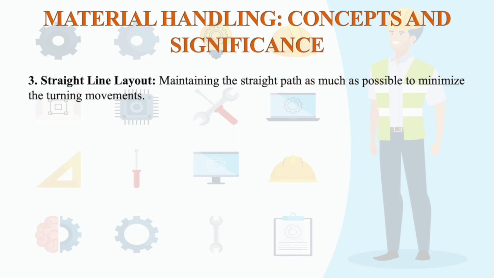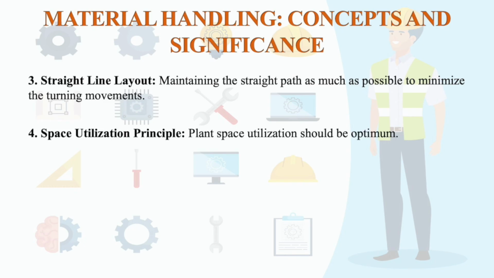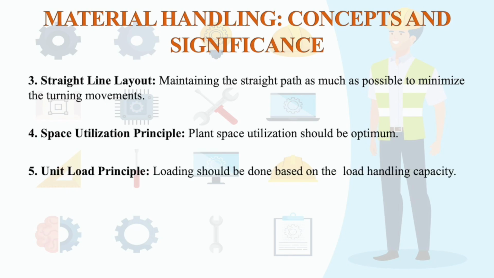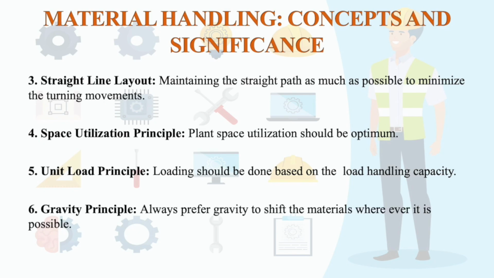Straight line layout is also one of the principles. Here we maintain a straight path as much as possible, minimizing the turning movements. The movement of material should be in a straight line. Space utilization principle: optimum space utilization should be planned. Unit load principle: loading should be done based on the load handling capacity. Gravity principle: always prefer gravity to shift the materials wherever it is possible.